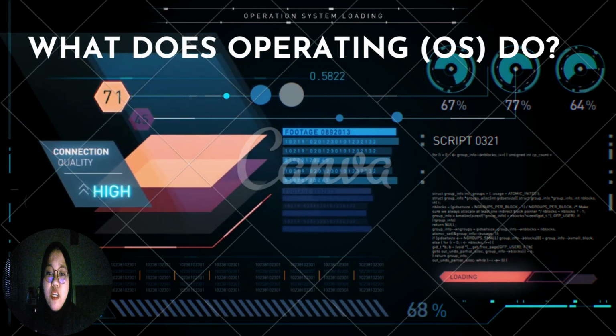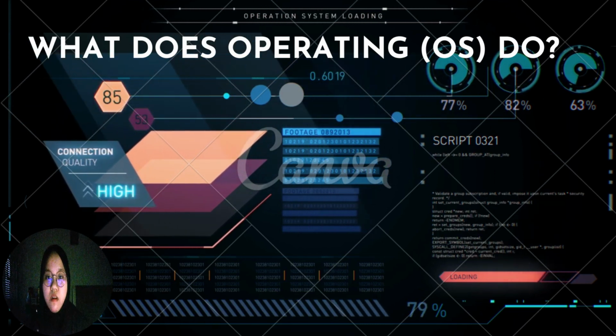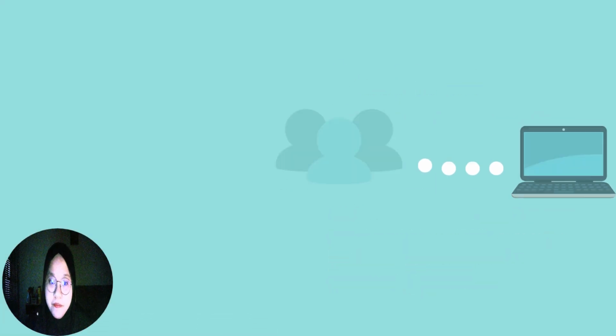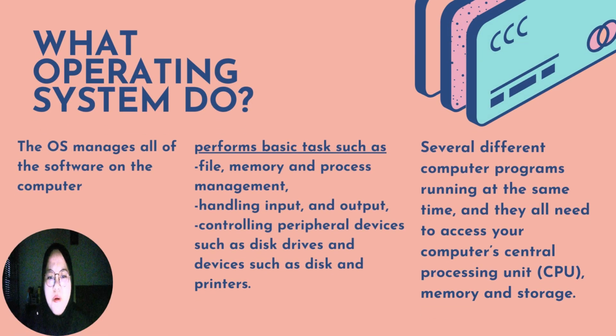So what does operating system do? First thing first, what is an operating system? An operating system is a program that acts as an interface between the computer user and the computer hardware and controls the execution of the program.